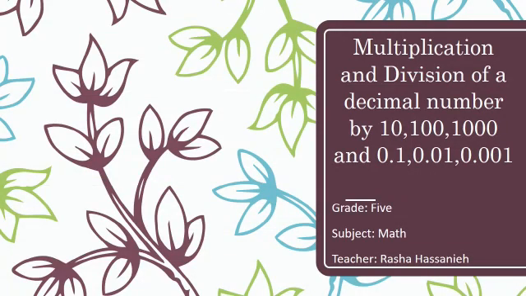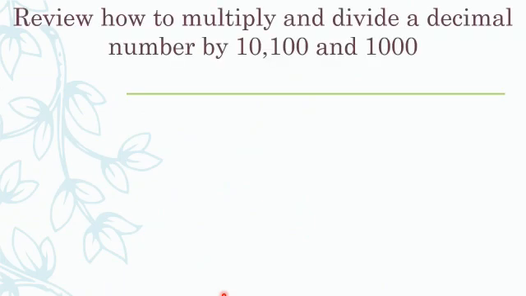Hello, grade 5 students. Our lesson today is multiplication and division of a decimal number by 10, 100, 1000 and 0.1, 0.01 and 0.001. We are going to review how to multiply and divide a decimal number by 10, 100 and 1000.